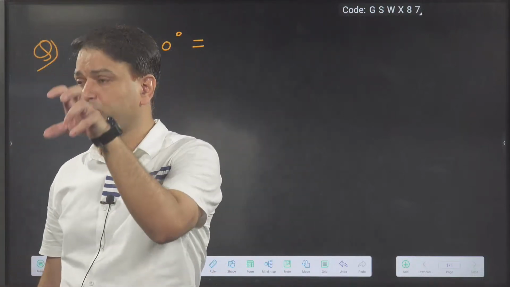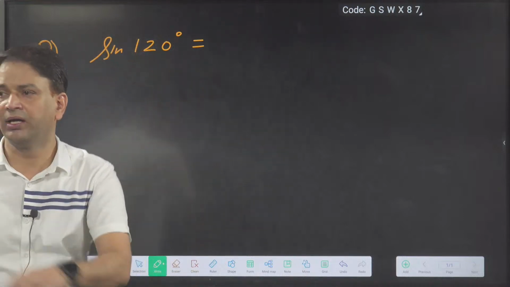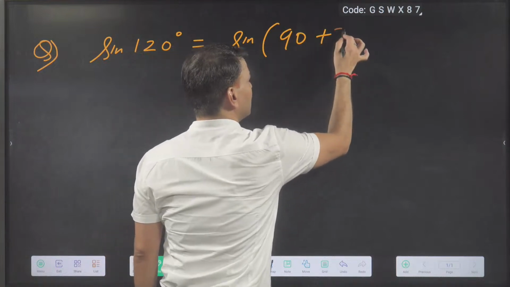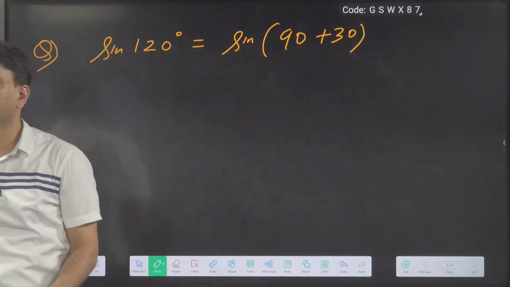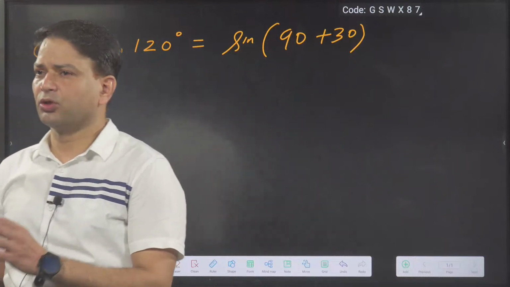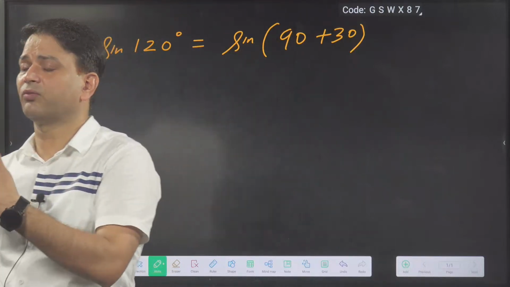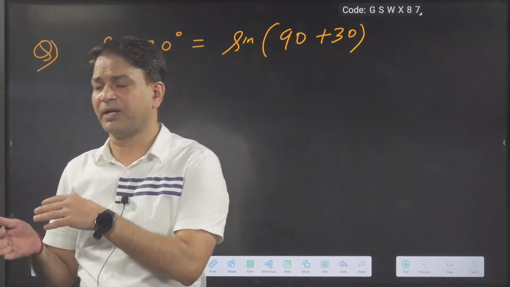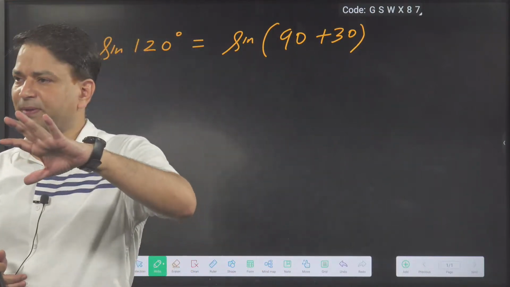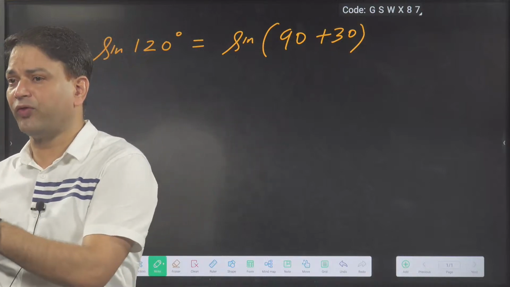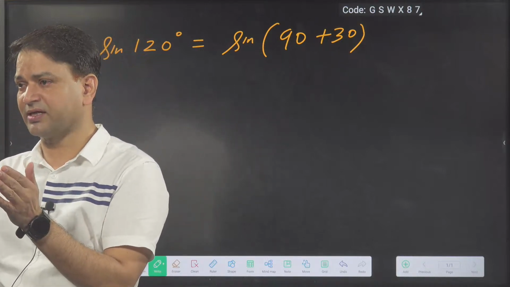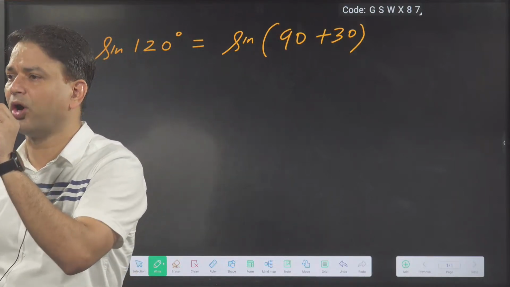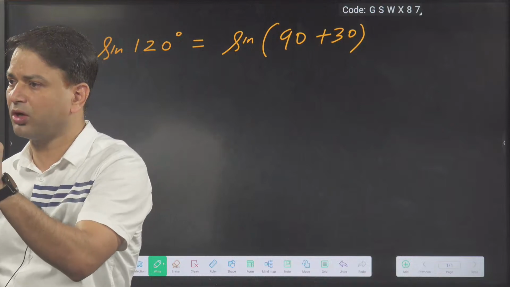We can split this 120 degree into 90 plus 30. So we can write 120 is 90 plus 30. Everybody getting or not? This rule is required when we want to convert sine into cos, cos into sine. When we are splitting like 180, 360, means multiples of 180, then we will not change the sine or cos. Only we will decide the quadrant, and according to the quadrant we will put the plus or minus sign.